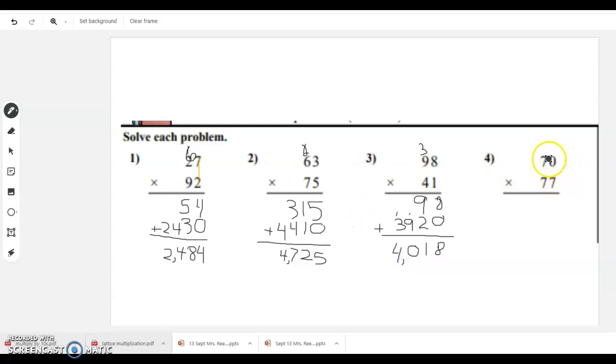Last one. Notice I have a 0 in my top number. That makes it really easy. 7 times 0 is 0. And 7 times 7 is 49. Same thing, since I have a double digit, I already know. I have my placeholder. 7 times 0 is 0. 7 times 7 is 49.